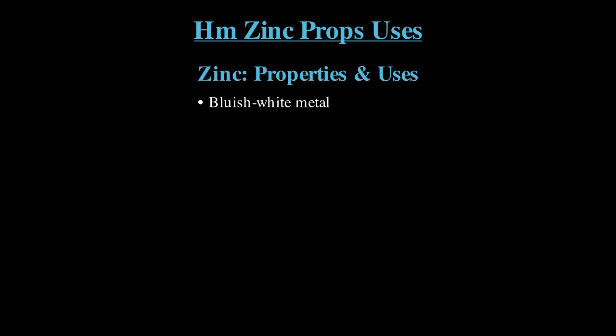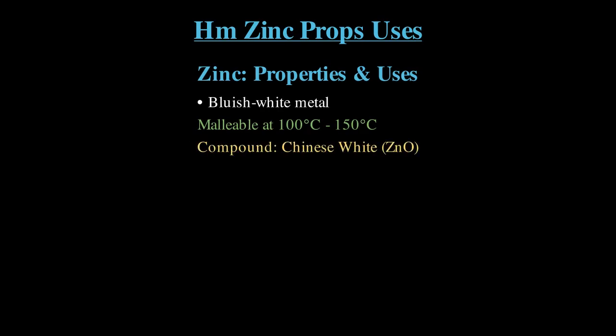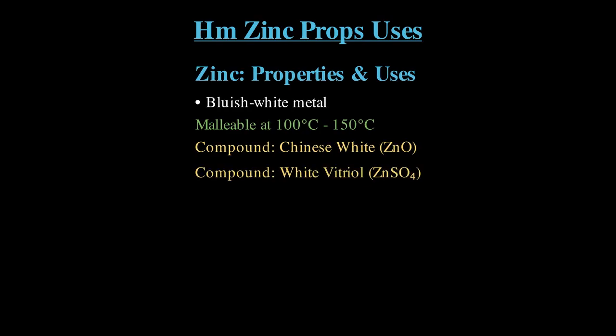Finally, let's cover the properties and uses of zinc. It is a bluish-white metal. While it's brittle at room temperature, it becomes malleable between 100 and 150 degrees Celsius. Two key compounds are zinc oxide, ZnO, known as Chinese white, which is a pigment, and zinc sulfate, ZnSO4, known as white vitriol. What about its uses?